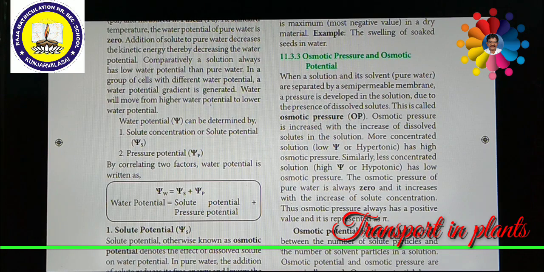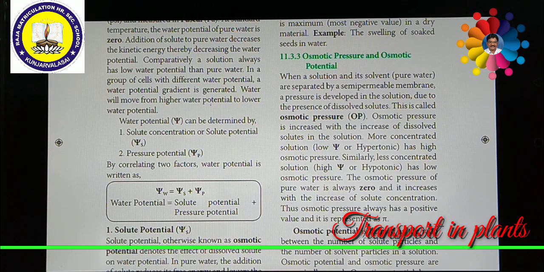Next, we are going to see another important concept, pressure potential. What is pressure potential? That is psi P. Pressure potential is a mechanical force working against the effect of solute potential. Suppose increased pressure potential will increase water potential and water enters the cell, then the cell becomes turgid. This is positive hydrostatic pressure within the cell, which is called turgor pressure.